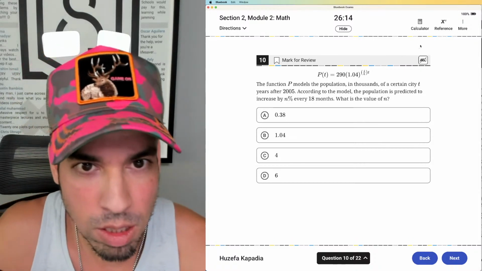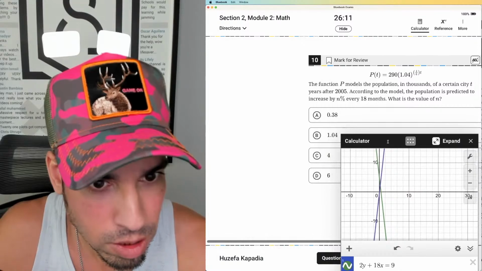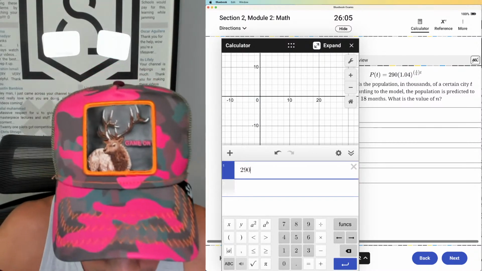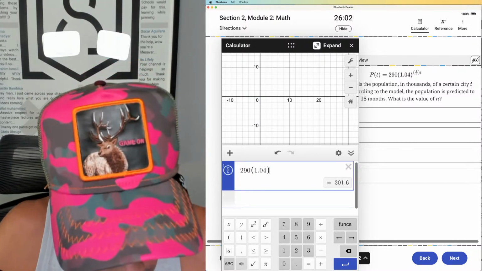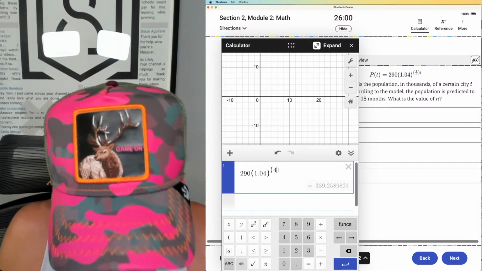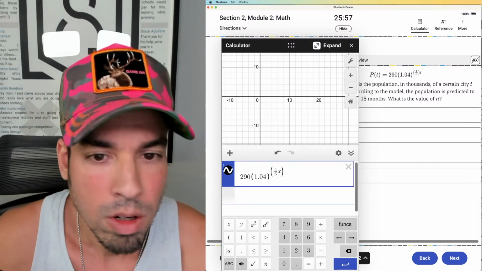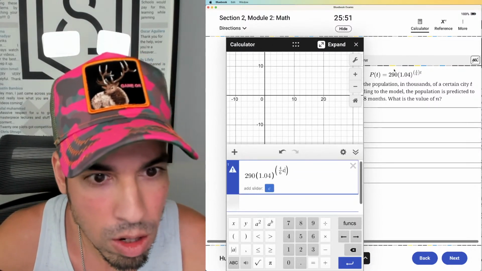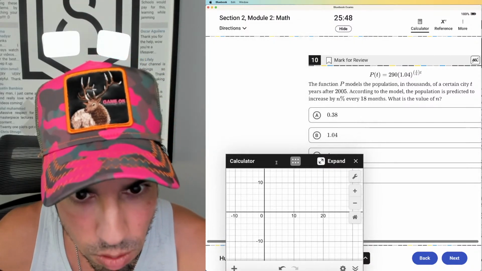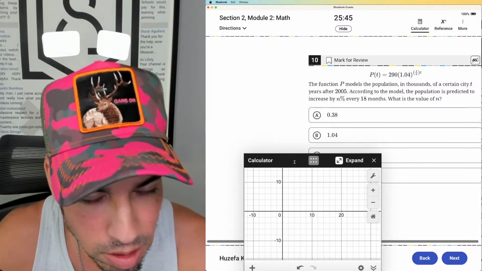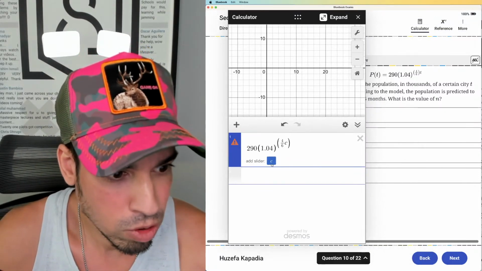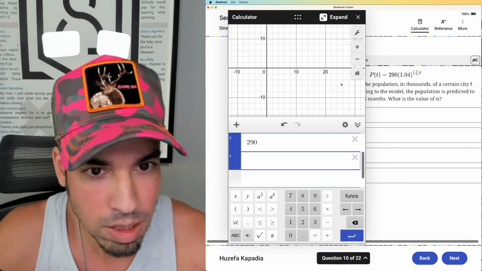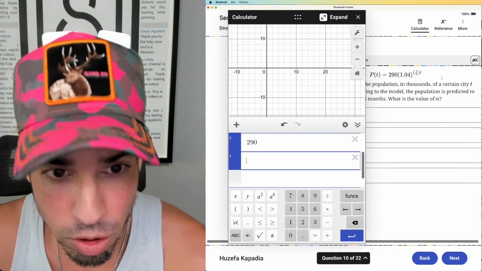Wait, I think we can do this on Desmos. Okay, watch this. So first I'm going to take my exponential equation, which is 290 times 1.04 to the 4 over 6 x power. No, use a constant. Let's say c. All right, now t is years. The population is predicted to increase by n% every 18 months. Okay, so here's how you can do this purely in Desmos. So my initial value is 290, because for the initial value you can plug in 0 and you can see that.